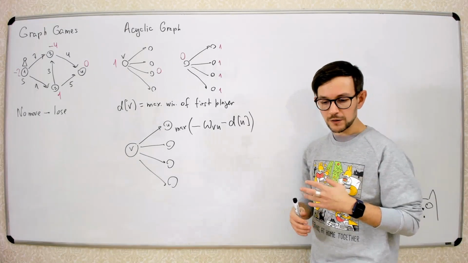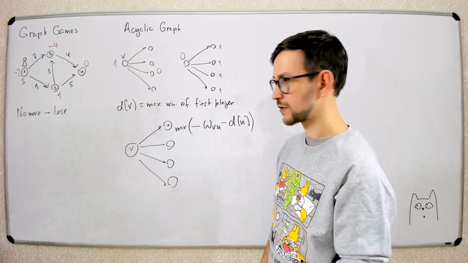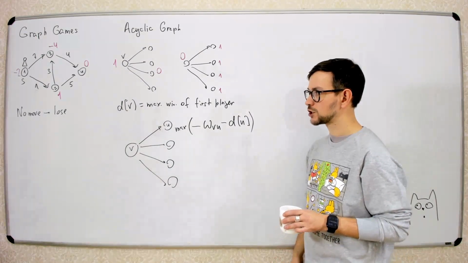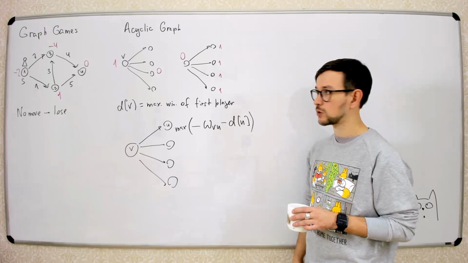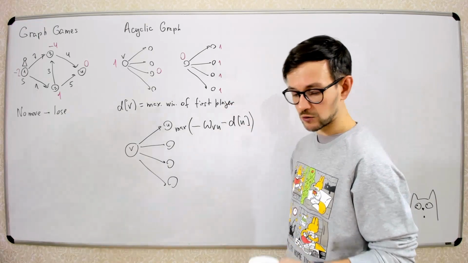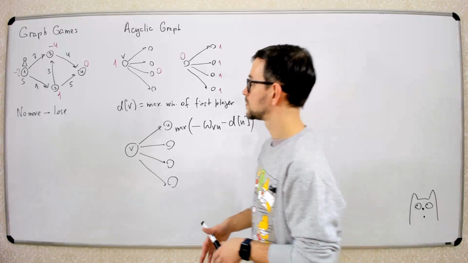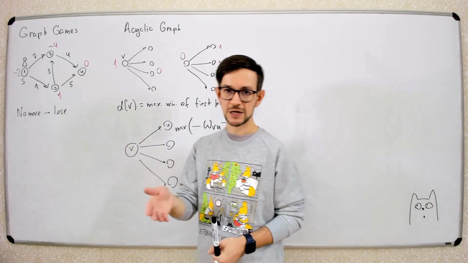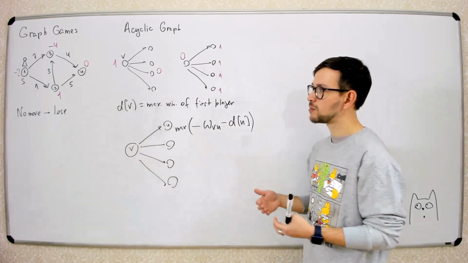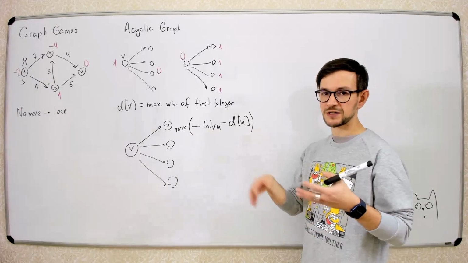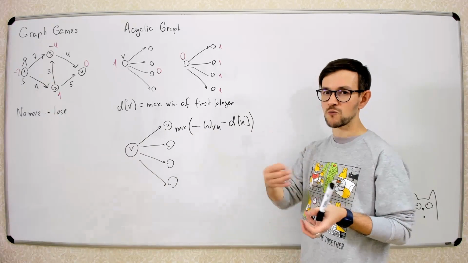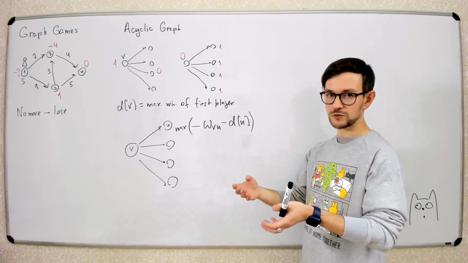Now, there are a few standard modifications for the graph games. First modification is a symmetrical game. So this game is a symmetrical game. So both players have the same strategy, because both players can make the same moves. But in some problems, players can make different moves. So one player makes one type of moves, another player makes another type of moves.